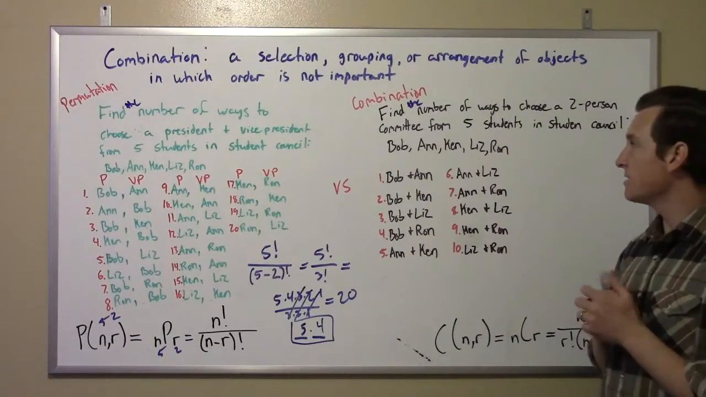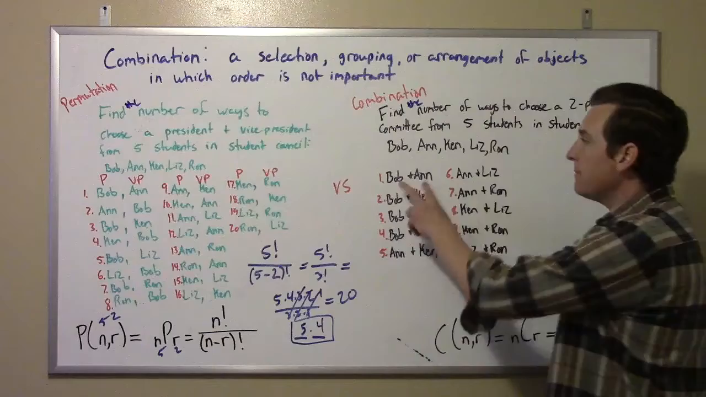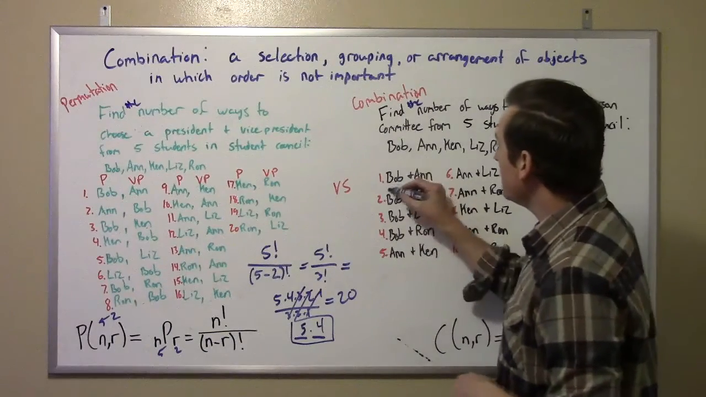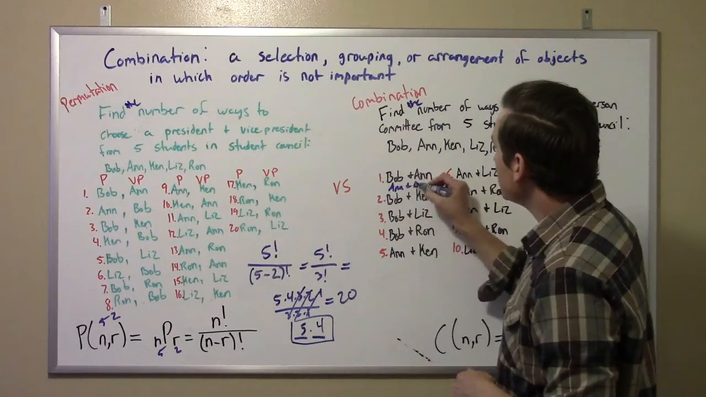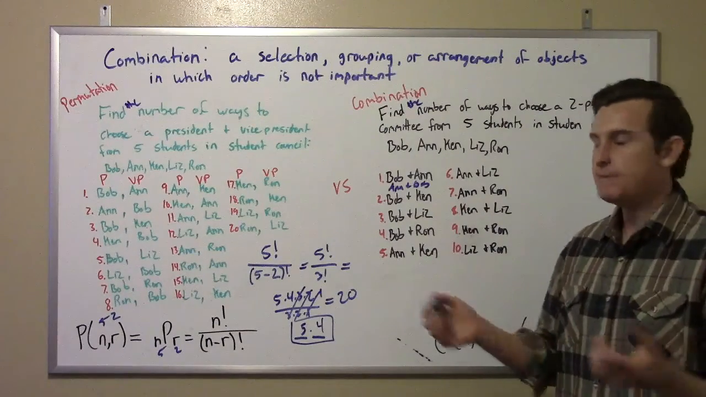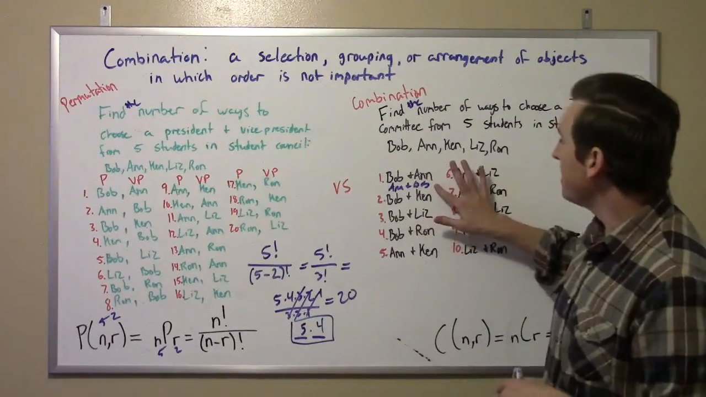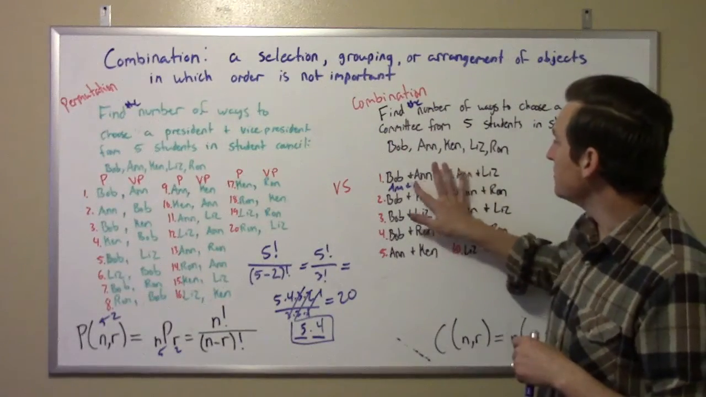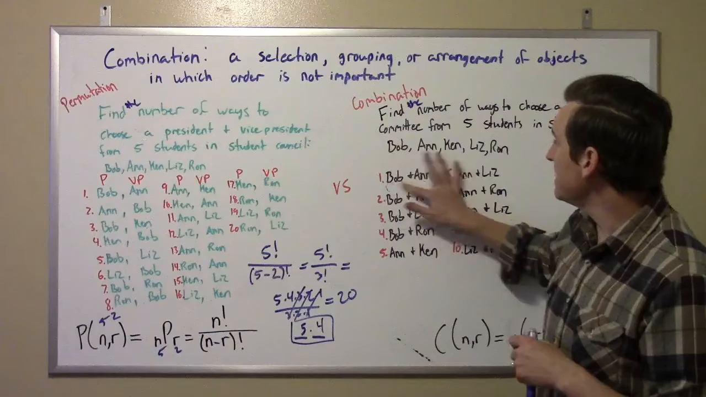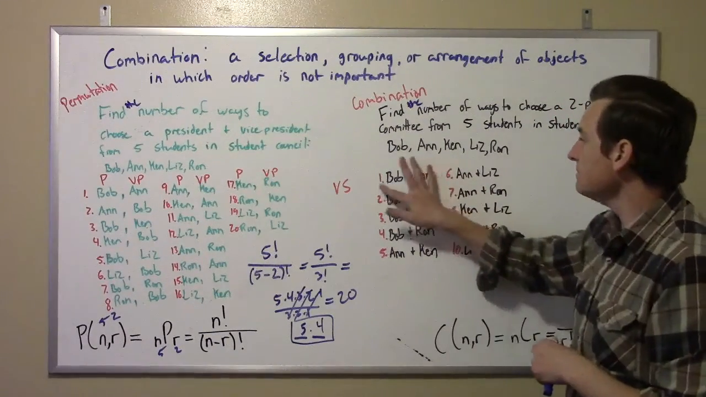So the same 5 students, Bob, Ken, Ann, Liz, and Ron. But now the order doesn't matter, right? If I choose Bob and Ann for a committee, I don't want to also choose Ann and Bob, because it's a committee. The order isn't important. It's just the same two people. So Bob and Ann and Ann and Bob are not two different groupings in this scenario. They are over here, but here order is not important.